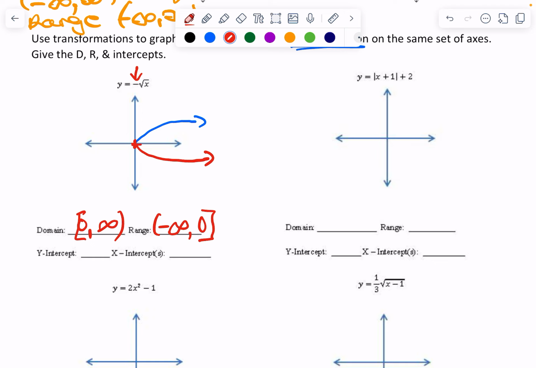Okay, y-intercept. Well, that's going to be a 0, or we can write it as an ordered pair, which is (0, 0). Same for the x-intercept, (0, 0). And again, sometimes you might see just a 0, which is correct as well.